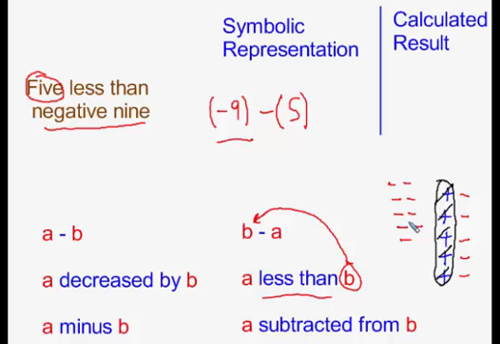Here's the original 9 negative chips, and I just need to count out how many there are total. 1, 2, 3, 4, 5, 6, 7, 8, 9, 10, 11, 12, 13, 14. So I have 14 chips, but since they're negative, that means the result is negative 14.